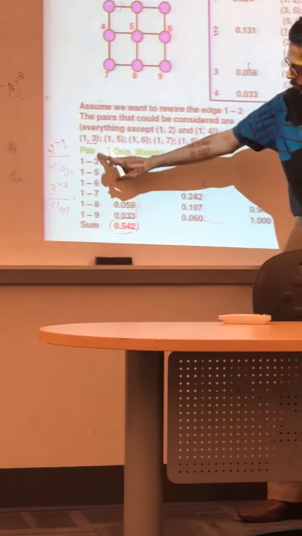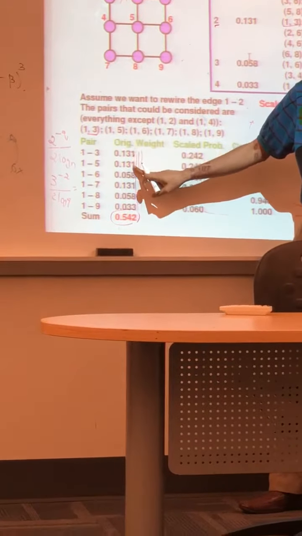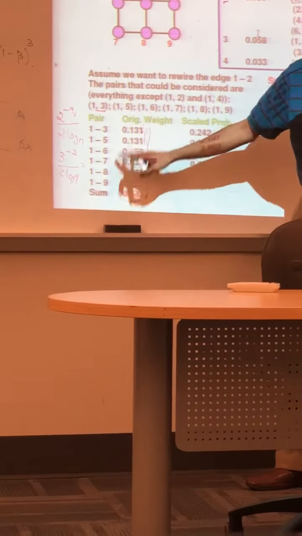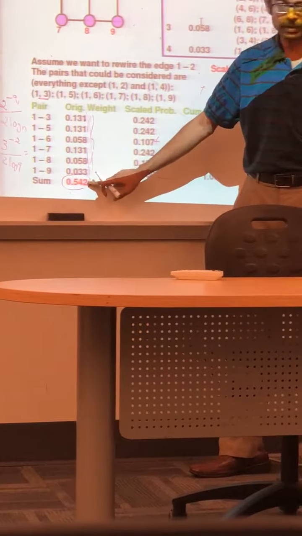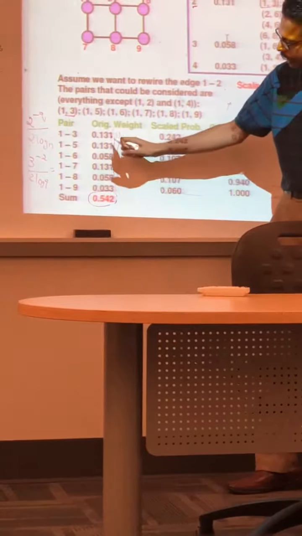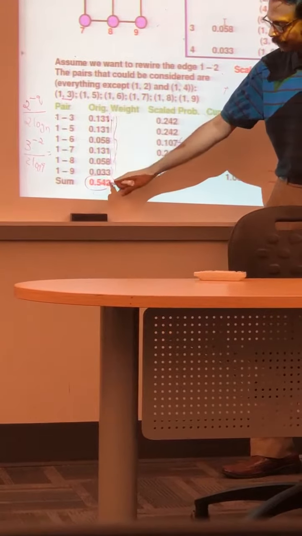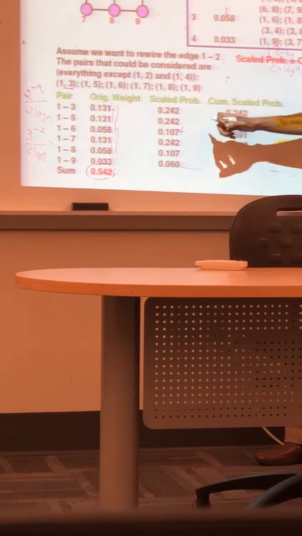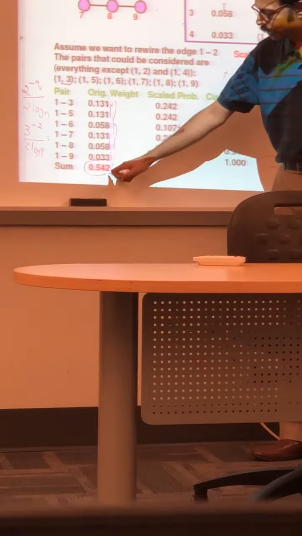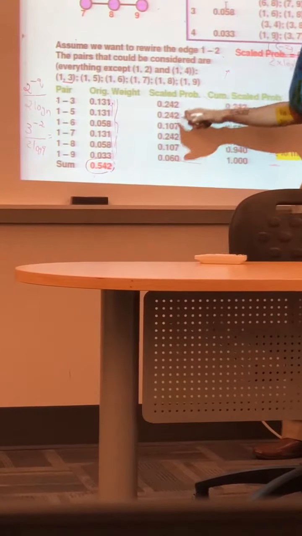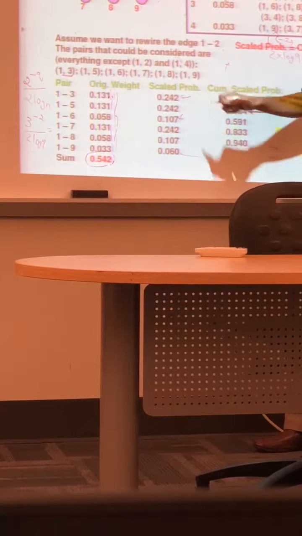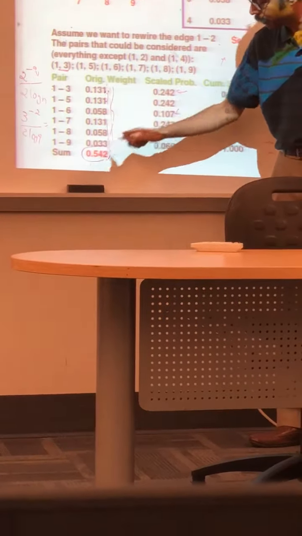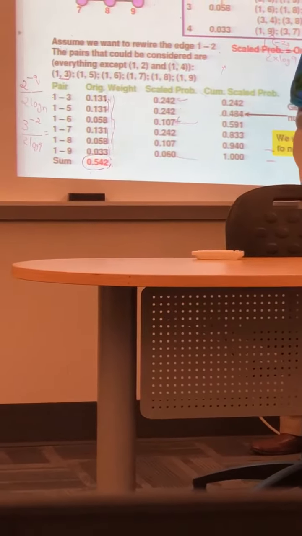Which weight values correspond to these pairs? Take all the original weight values for these pairs and add them up, and you get this number, 0.542. So then what you do? Divide each of these entries by 0.542. That's what I mean by scaling the probability. So 0.131 divided by 0.542 is the normalization, which is 0.242. And similarly, 0.058 divided by 0.542 is 0.107.